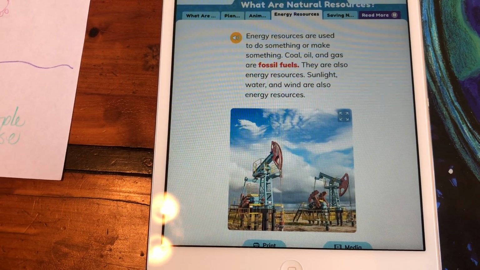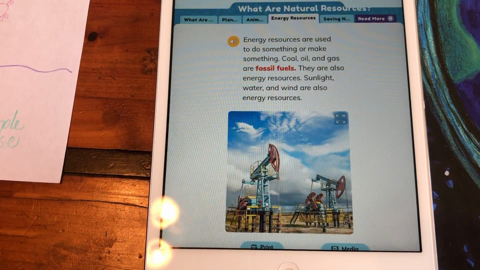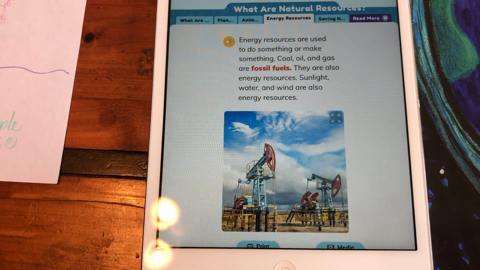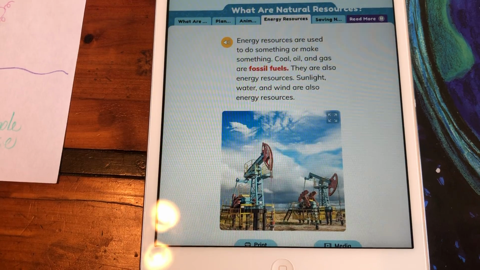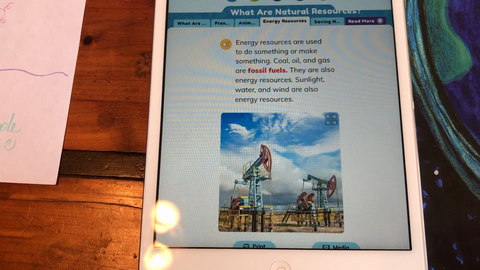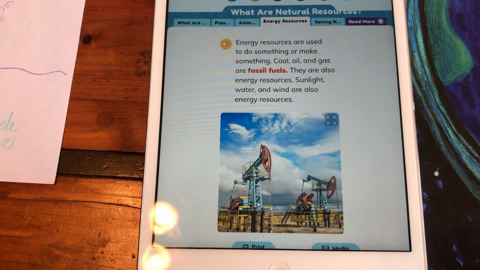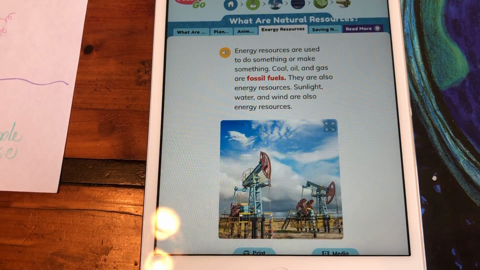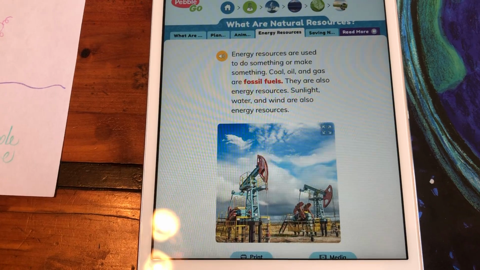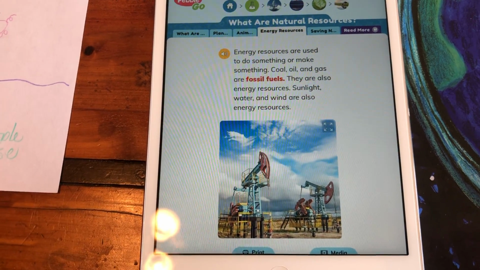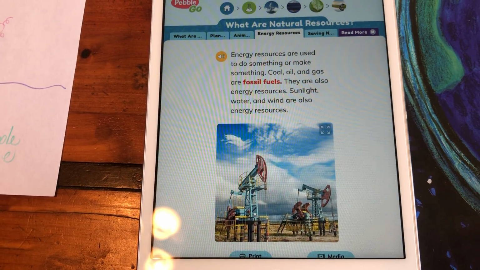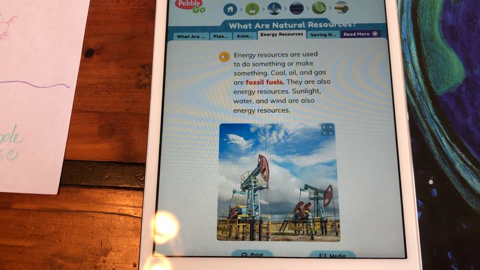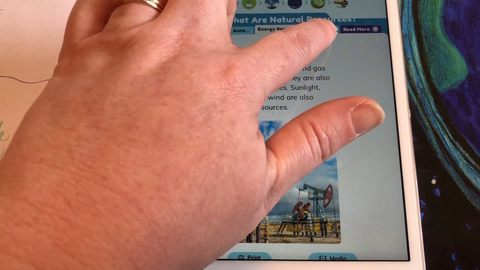Energy resources. It says energy resources are used to do something or make something. Coal, oil, and gas are fossil fuels. They are also energy resources. Sunlight, water, and wind are also energy resources. So all of those things, coal, oil, gas, are things that are found in nature that people can use. And here's the last one.